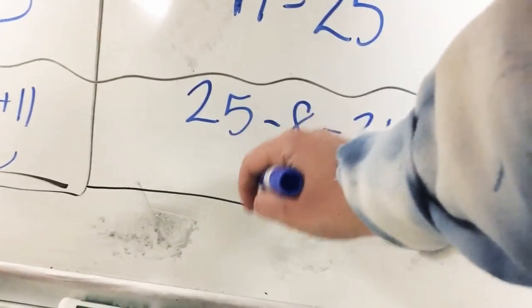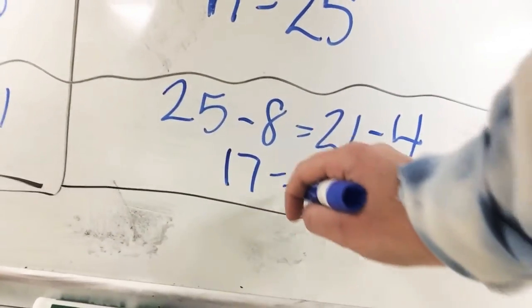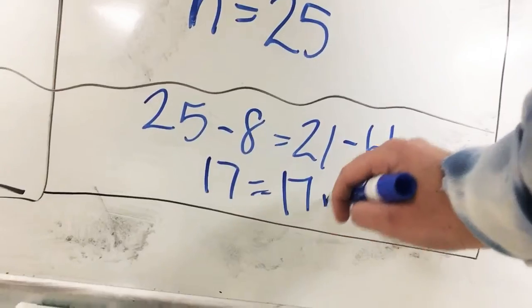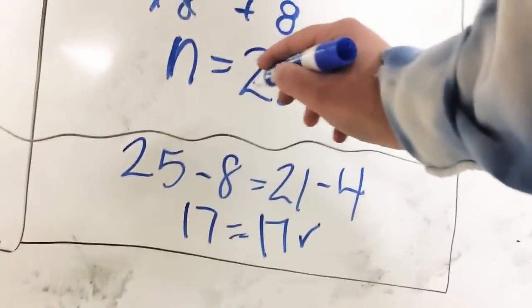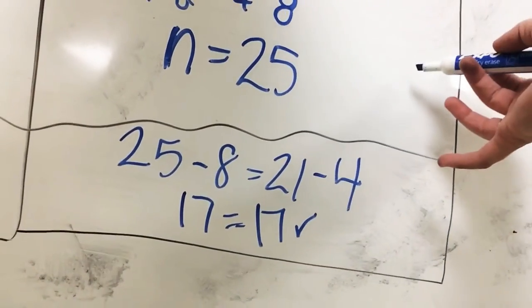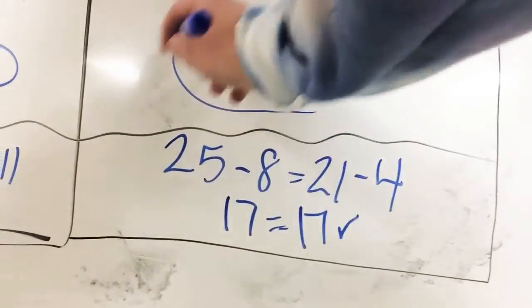Okay, 25 minus 8 is 17. 21 minus 4 is 17, and they both are the same, they equal each other. So our answer for this equation, our unknown number, is 25. n equals 25. There you go.